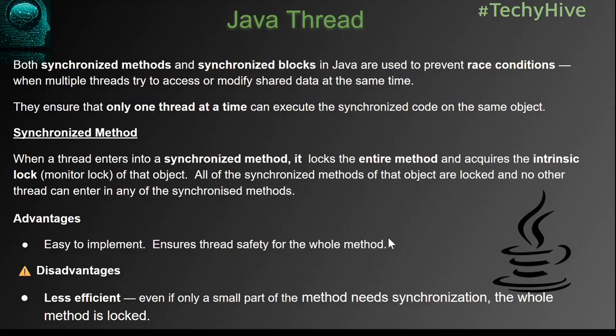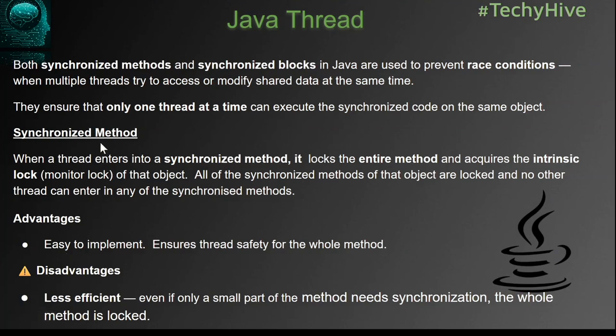Both synchronized methods and synchronized blocks in Java are used to prevent race conditions. When multiple threads try to access or modify shared data at the same time, they ensure that only one thread at a time can execute the synchronized code on the same object, so that data remains consistent.